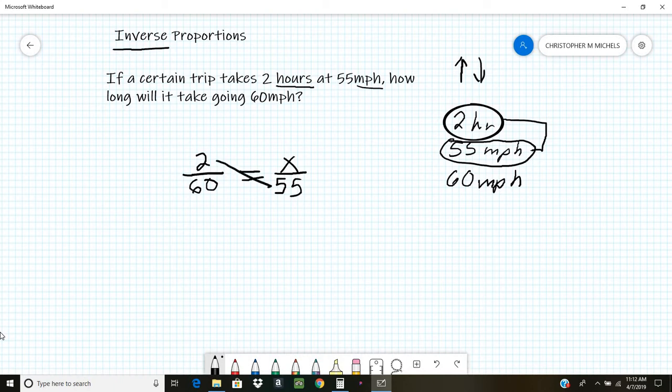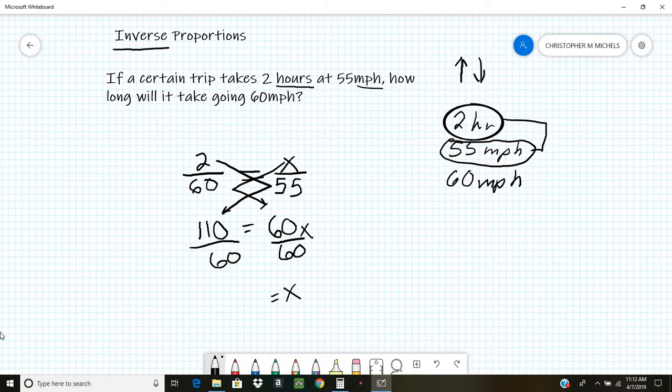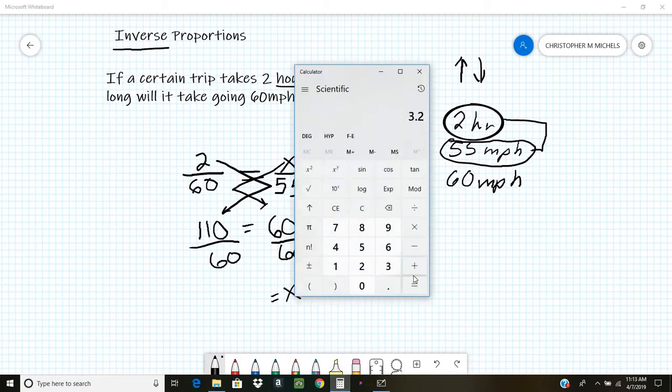So let's cross multiply. So 2 times 55 gives me 110. X times 60 gives me 60x. Divide both sides by 60. Okay. And we divide that. Let's see, what does that give me? I think it's like 2.6 repeated or 2.3 repeated. Let's pull up our calculator here. Let's do 110 divided by 60. 1.83 repeated. Okay, I was way off.